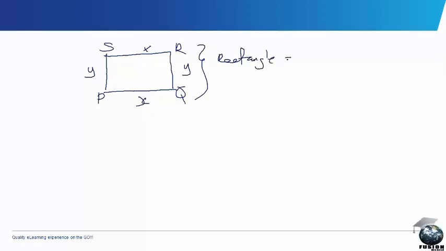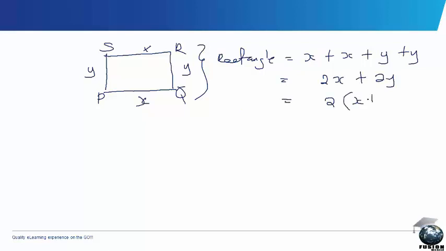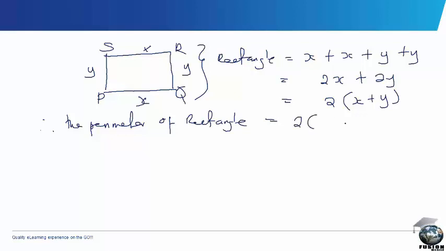You find the perimeter by adding all the sides: x plus y plus x plus y. You have 2x plus 2y, which could also be written as 2(x plus y), since 2 is common between the two terms. So we can say that the perimeter of a rectangle, the distance around a rectangle, is equal to 2 times the sum of the two sides.